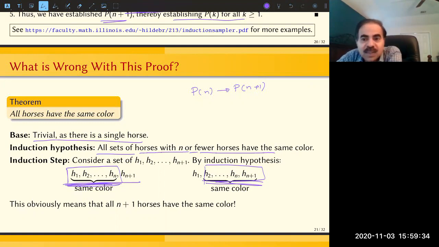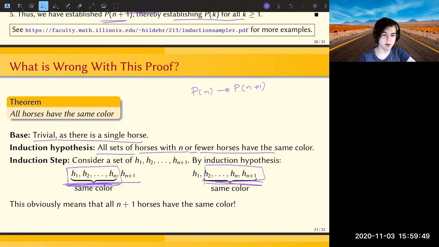Well, of course, you know that this theorem is not true. So where is the mistake? Greg? I think the mistake lies in the induction hypothesis, where they say that all sets of horses with n or fewer horses have the same color, but really it should be all sets of horses from 1 to n, from position 1 to position n, or something like that.